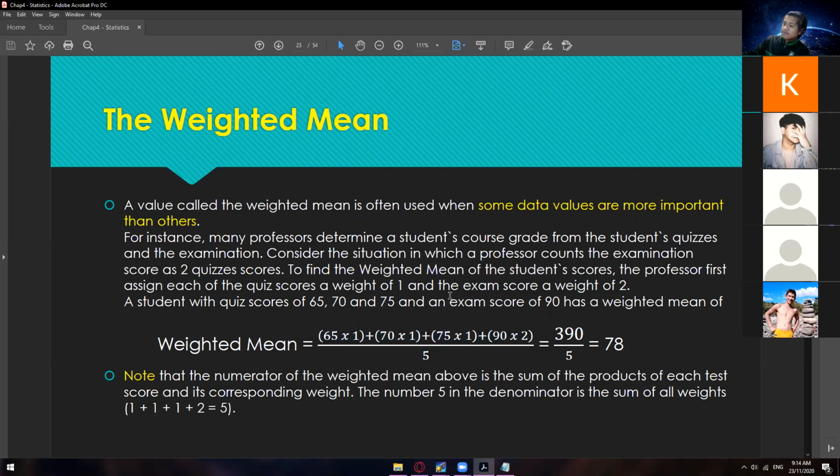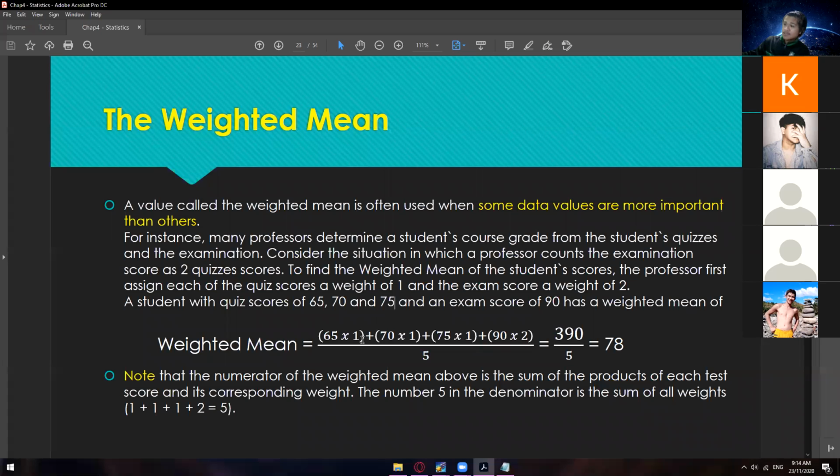And then divide it by the summation of the weights. Take note, it is not the summation of the data anymore. It is now the summation of weights. This is very important. You might put 4 here, but that is incorrect. You must put 5 here.